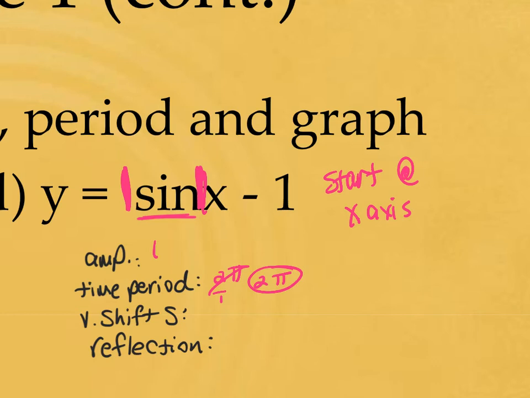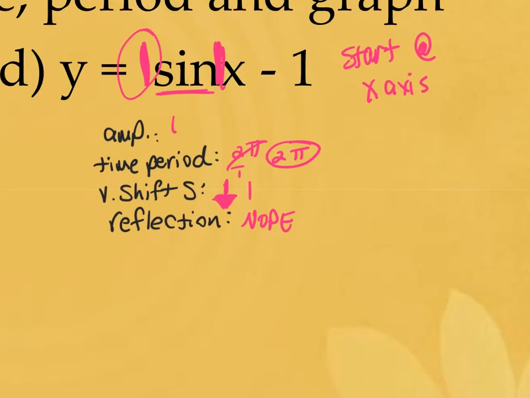But what does that minus 1 represent? Amplitude? Nope. Our amplitude's right here. Vertical shift. Good. Very good. Where is this going to go? Down 1. Perfect, Borja. Good job. Down 1. And is there any reflection? Is there a negative right in front of my sine function? Nope. So let's graph it.